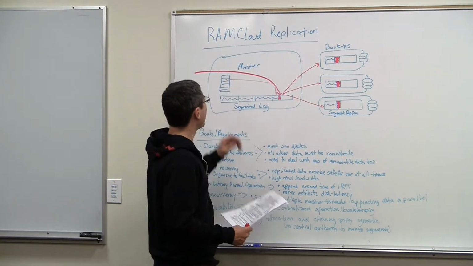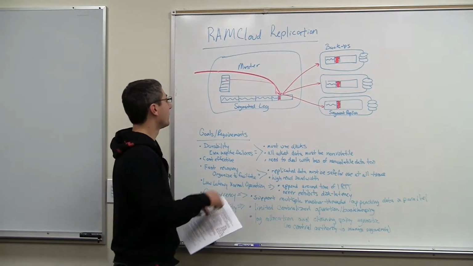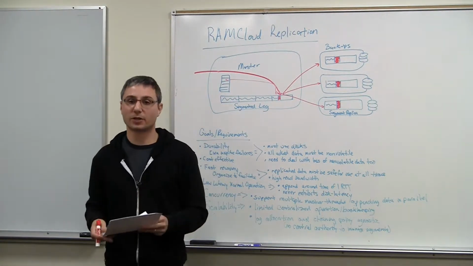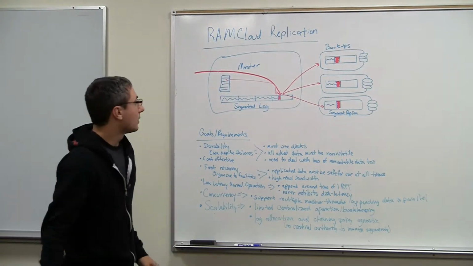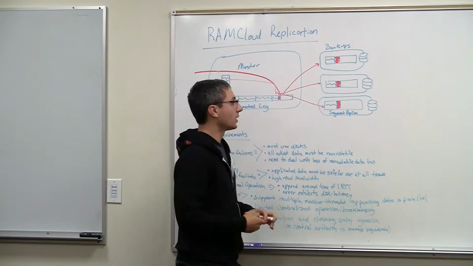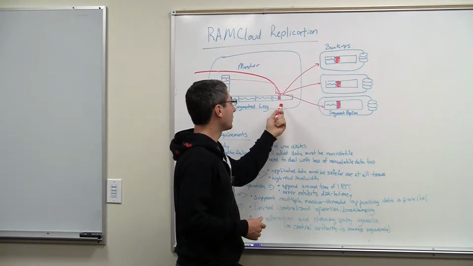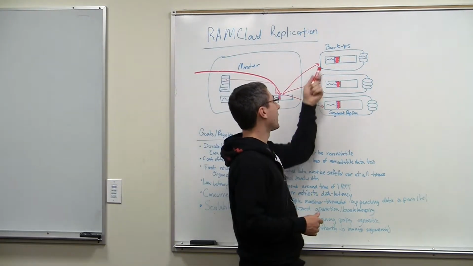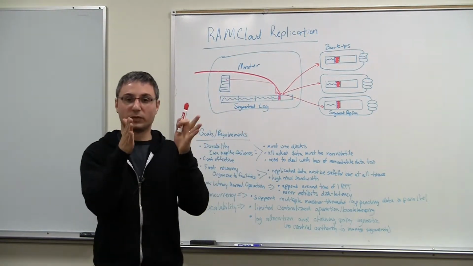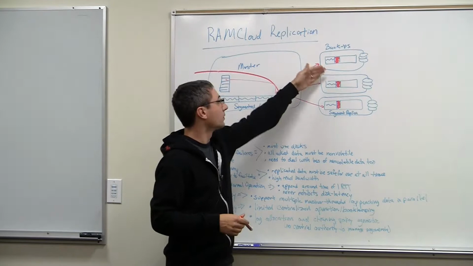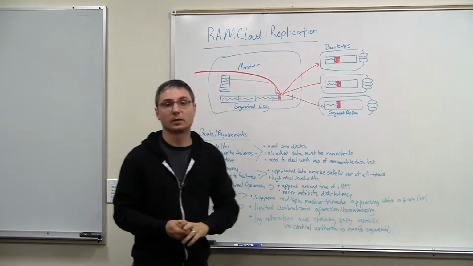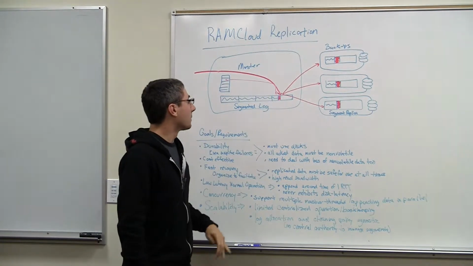Basically, last time we described that the master's log is segmented. This log is broken up into 8 megabyte chunks, and the most recent 8 megabyte chunk is what we call the head segment in the log. That particular segment is being buffered on 3 different backups in the cluster, who have 8 megabytes of data in DRAM, which they're using to replicate identically the head segment in the master's log.